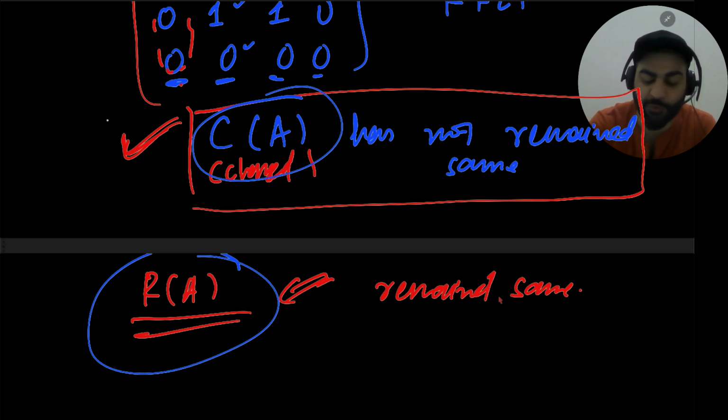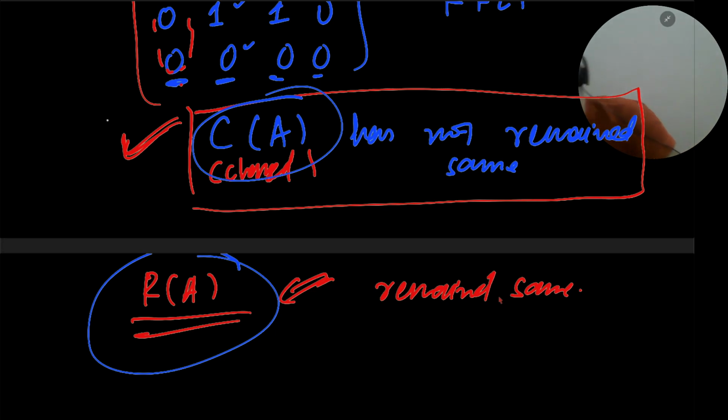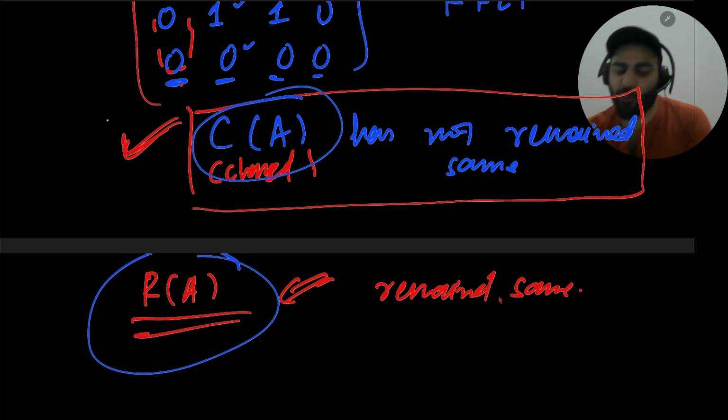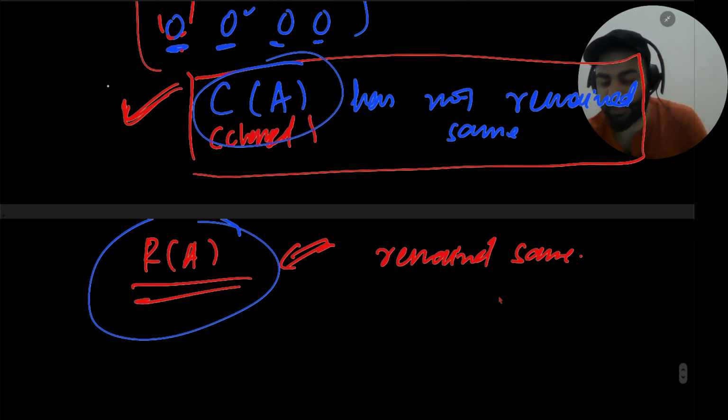Why has the row space remained as it is? Because if you take the matrix and perform certain operations, you can just roll back these operations, go back, and see that. Okay, I think this is clear now.